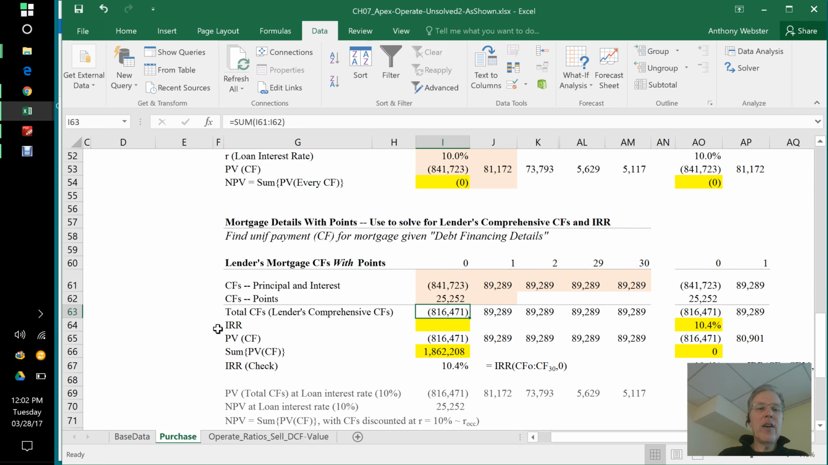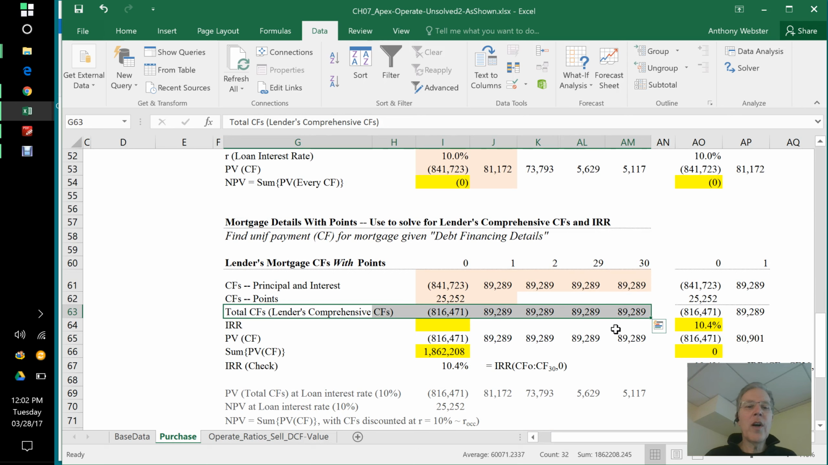So I think down here in row 63, and you guys tell me if I'm wrong, I've got the lender's comprehensive cash flows, because for the lender the only cash flows are what they pay at closing to CAG, what they get at closing from CMO, and then just that uniform payment for 30 years. Okay, so I think that's good.